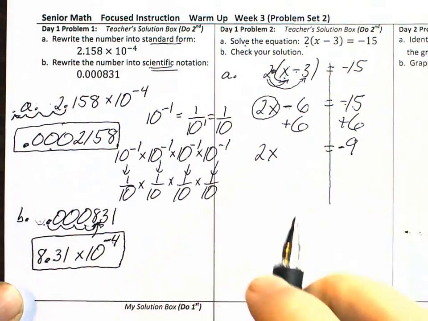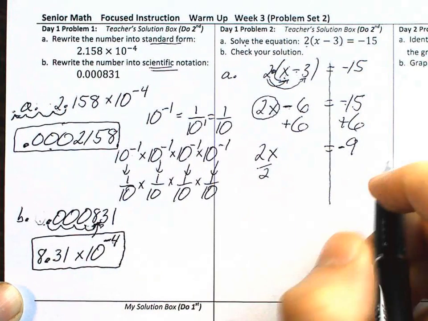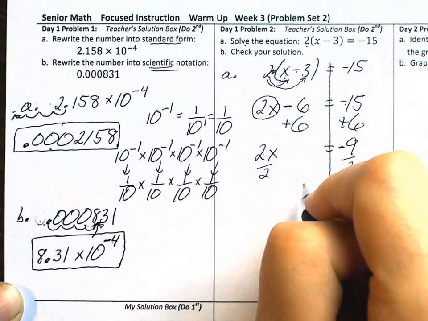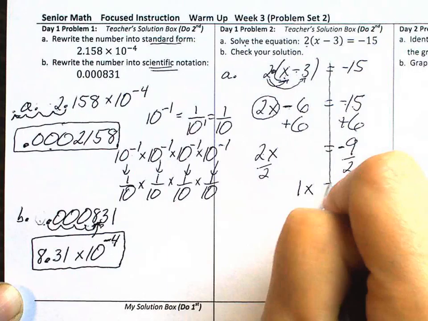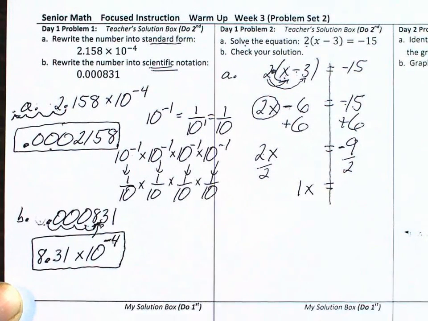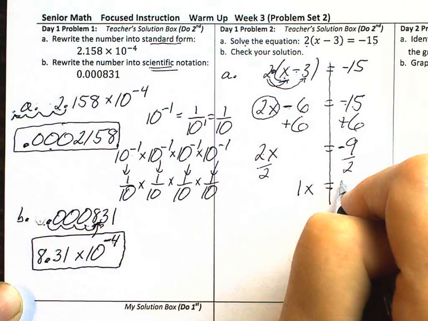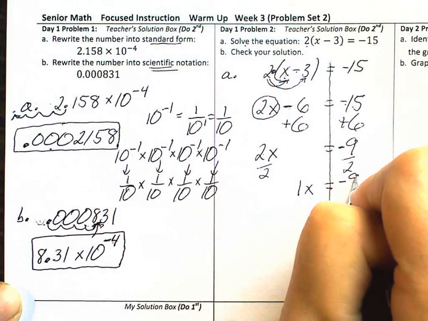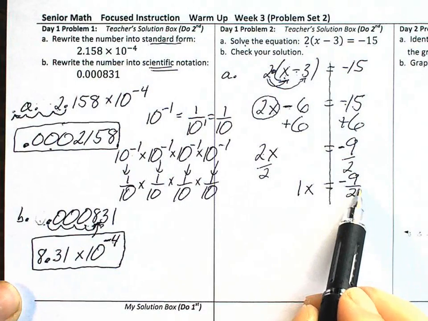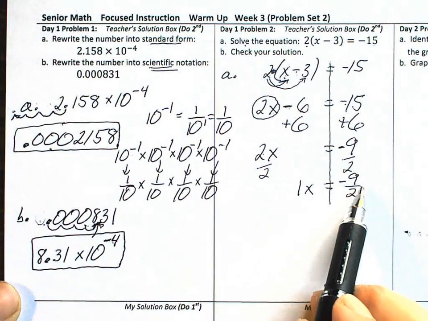Let's remove this coefficient of 2. Coefficients can always be removed using division. Divide by 2, divide by 2. 2 divided by 2 is 1x equals, and this is negative 9 divided by 2, which does not work out to a whole number. And so the fastest way to write the result is to write it as negative 9 over 2, a fraction. This could be written as a mixed number, negative 4 and a half. It could be written as a decimal, negative 4.5.